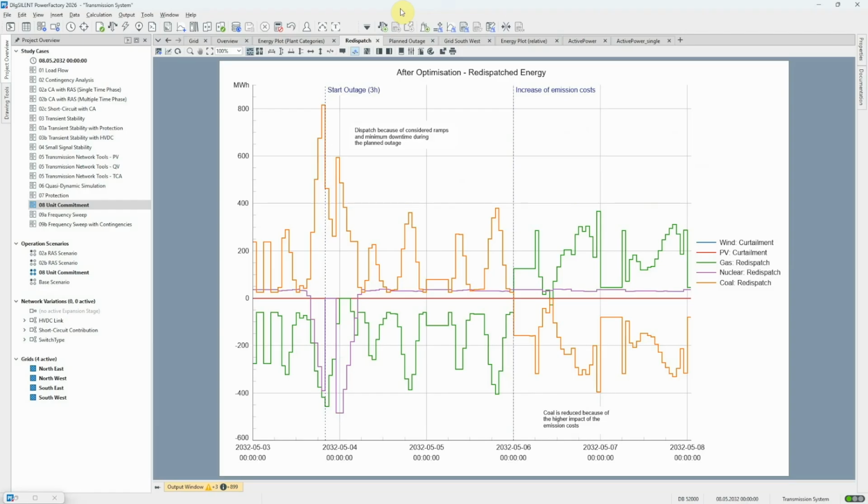This redispatch plot shows the changes in output of the different fuel types as a result of the redispatch. We can see the effect of the increased emission cost after day 3. The generation from coal is reduced for day 4 and 5 of the simulation and substituted by an increase of the gas-fired power plants.